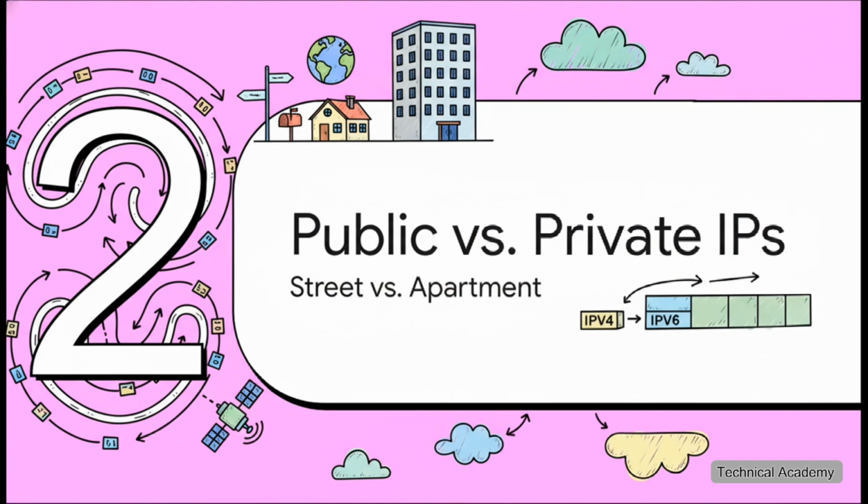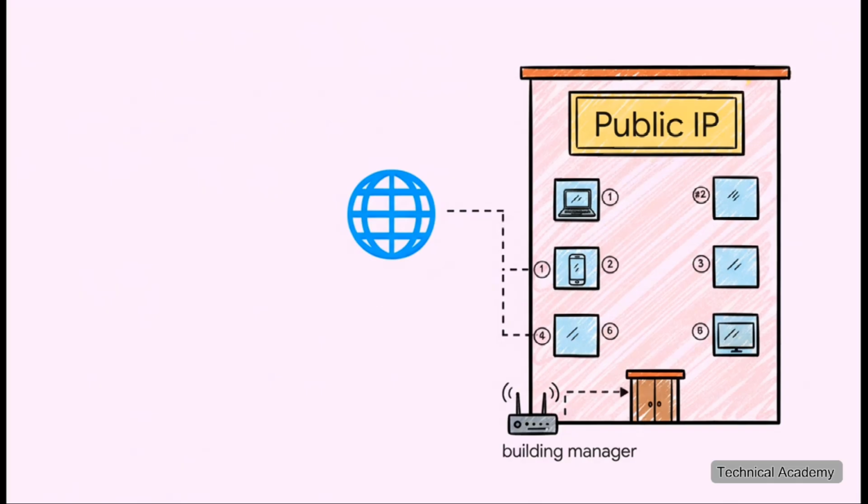All right, this is where things get a little more interesting because not all IP addresses are created equal. To really get the difference, let's use a super simple analogy. I want you to think of your entire home network, your Wi-Fi, everything connected to it, as one big apartment building. So your public IP, that's the main street address for the whole building. It's the one single address the outside world sees.